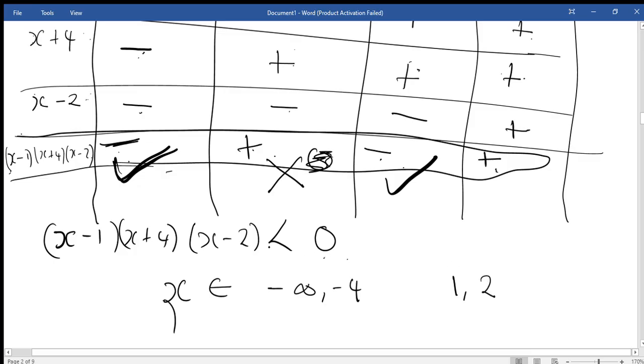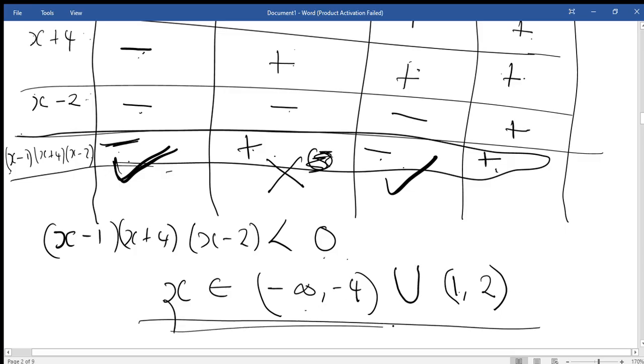But remember, it wasn't equal to, so the boundaries are not included, they are round brackets. And joining these two solutions to show that they are the two correct solutions, we join them by the union symbol. And these are the solutions for this inequality. As simple as that.